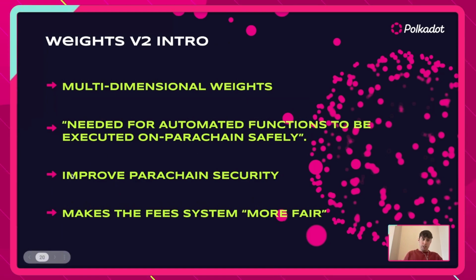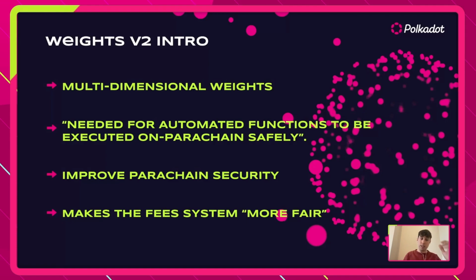So this migration to weights v2, where we add a new dimension to the weights, measuring the proof of validity that I just mentioned, improves the parachain security, because it can be a problem if a parachain has some extrinsic that is very fast in execution time, but is growing a lot in the proof size validation. So that's why we address that with weights v2.